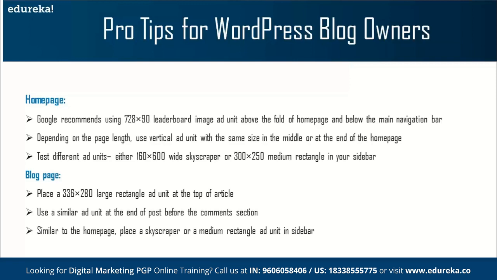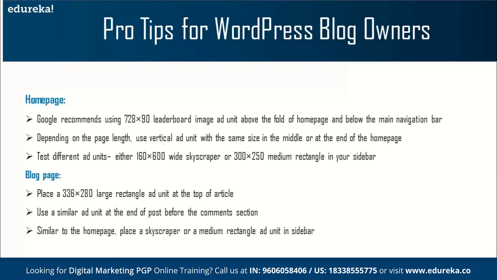Google recommends using 728 by 90, that is the leaderboard image ad unit, above the fold of the homepage and below the main navigation bar. Also, depending on the page length. So these are for the home page. Depending on your page length, if the page length is good, use a vertical ad unit of the same size.